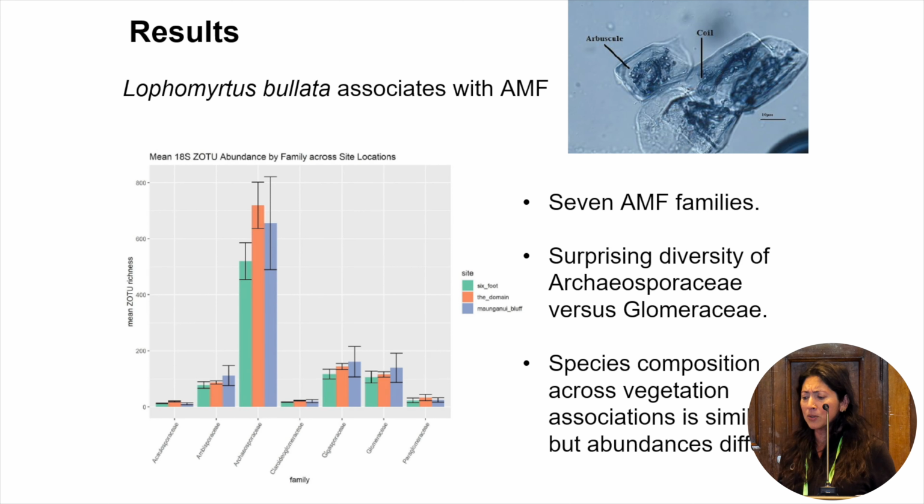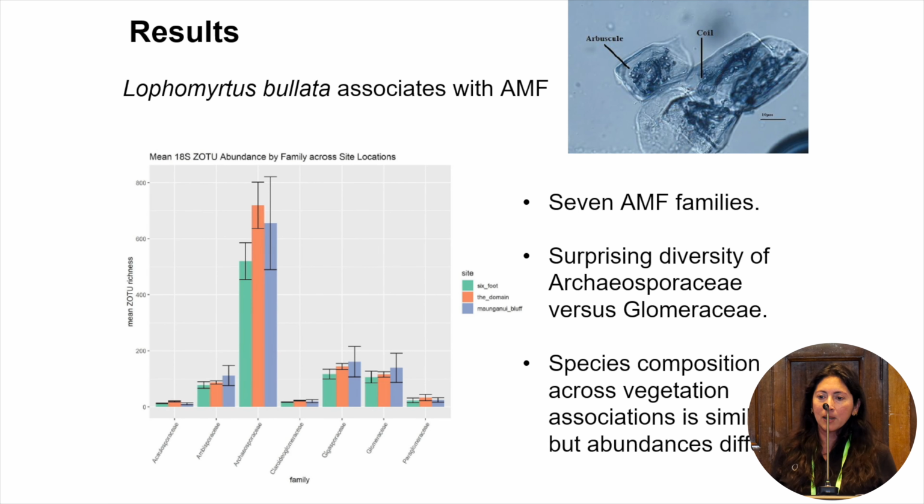And it was really surprising because there was a huge diversity of Archaeosporiaceae. Archaeosporiaceae is a family within arbuscular mycorrhizae and Glomeromycota, and it's not usually found in very many places. And in fact, when he looked at the diversity of sequences that he isolated from these 15 trees, it represented the entire diversity of this family, which was just incredibly surprising.